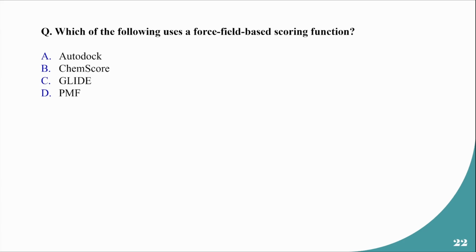So AutoDock, we know it is a docking tool. ChemScore is also a software available. Glide is part of the Schrodinger suite, and PMF is basically potential of mean force.